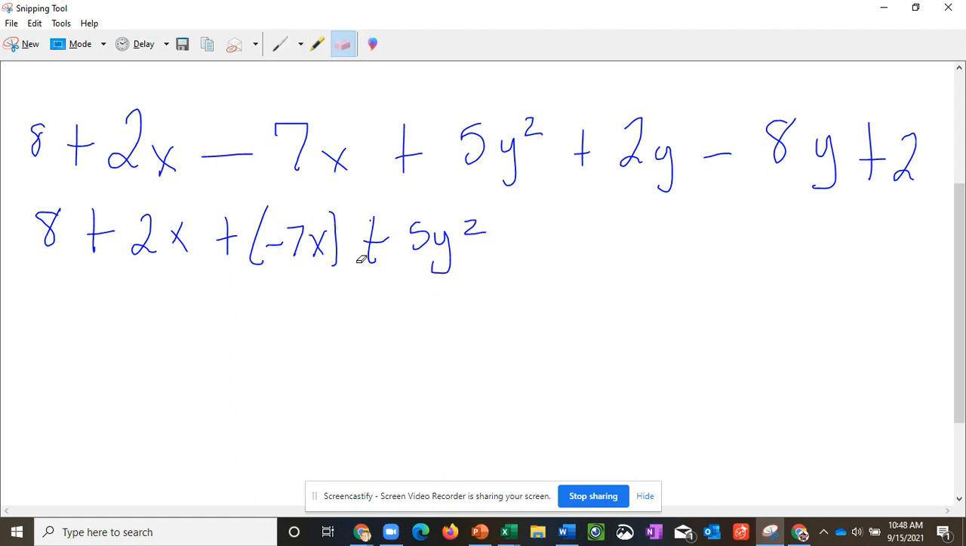Let me change that plus for just a second. That didn't look too much like a plus. Plus 2y plus negative 8y, because I'm adding the opposite, plus 2.